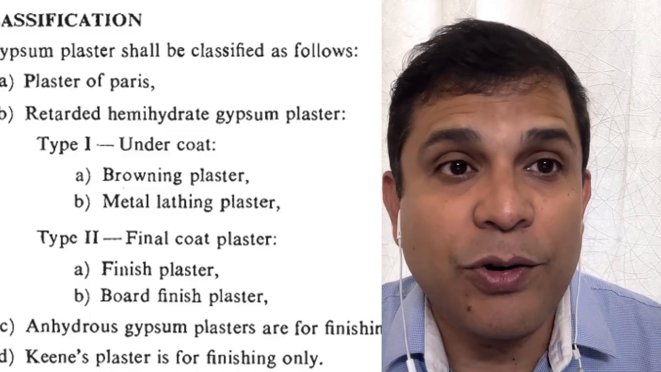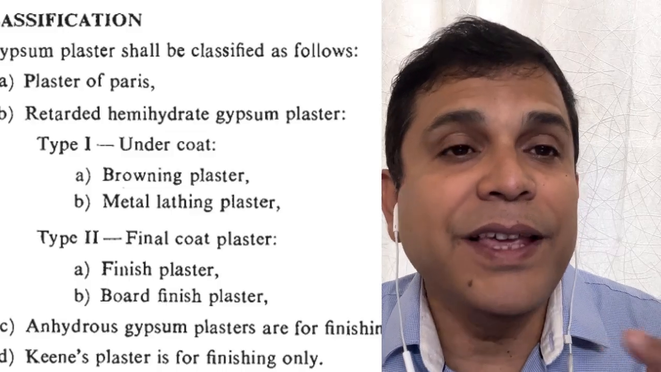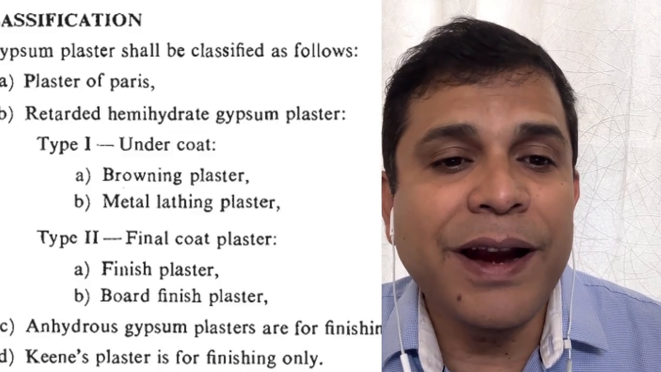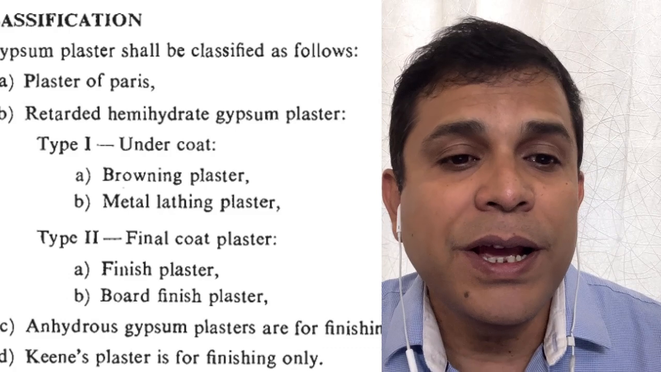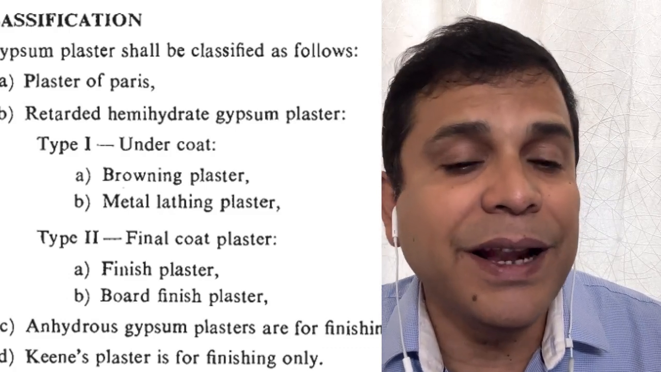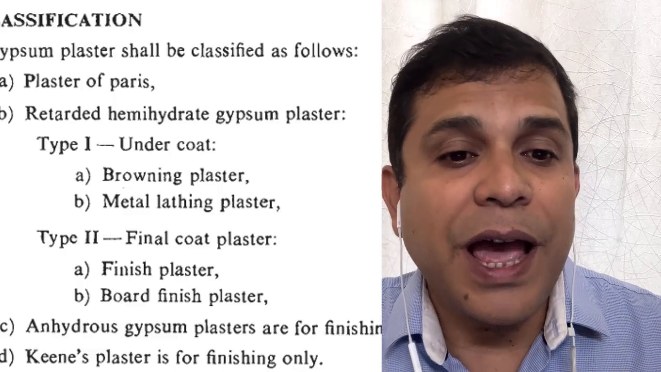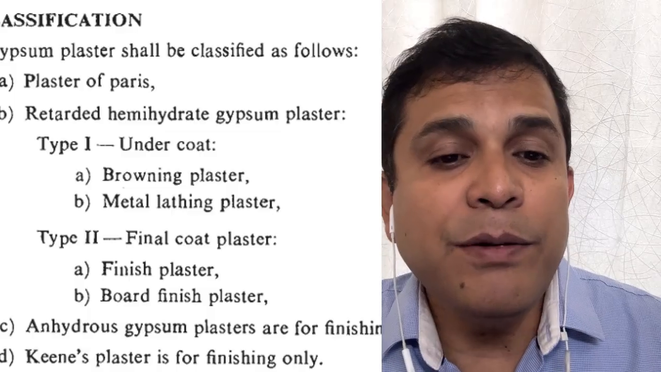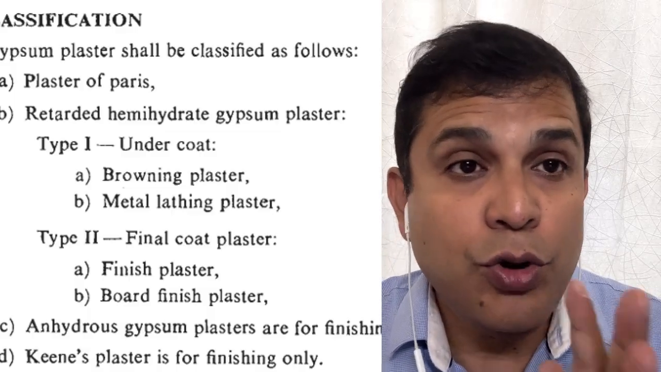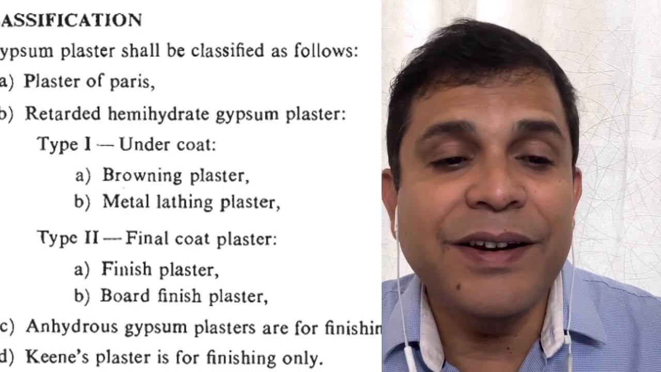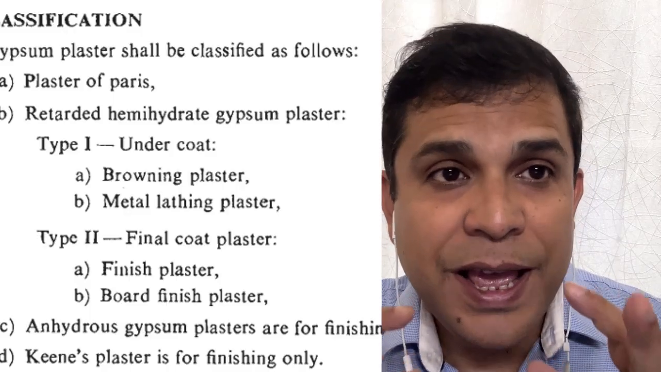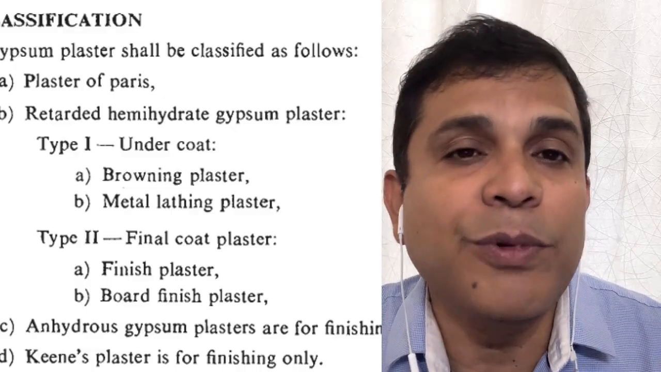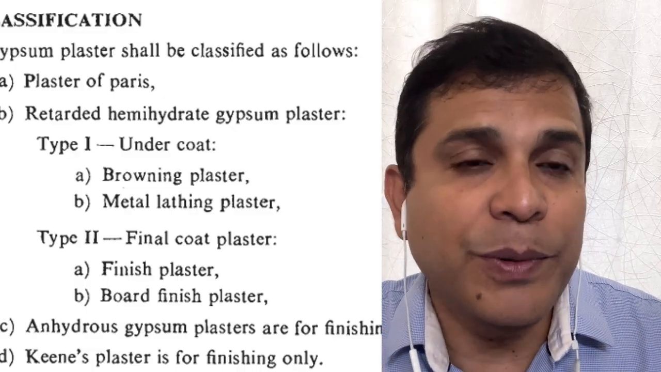This type of plaster is only gypsum plaster, and there are 2 types: type 1 and type 2. Type 1 is undercoat, that is browning plaster and metal lathing plaster, and type 2 is the final coat plaster, that is finish plaster and board finish plaster. These are the retarded hemihydrate gypsum plasters. That is the gypsum plaster commonly used on site, and today I am discussing these 2.